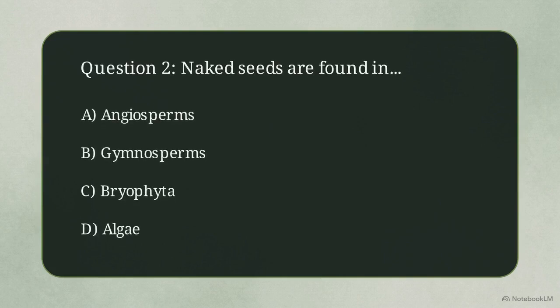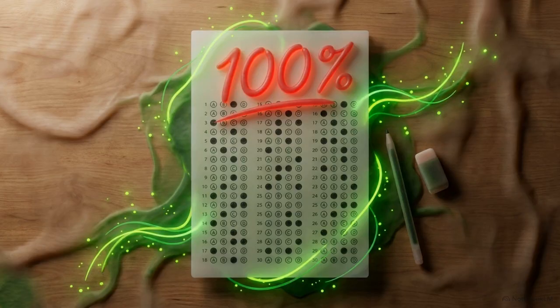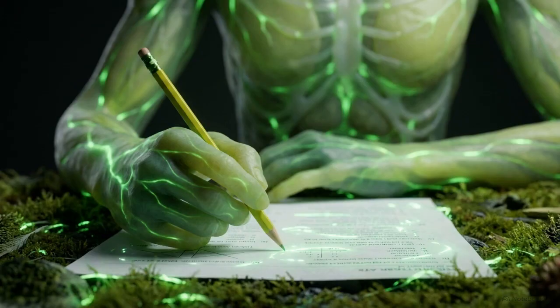Here's another testing the armor upgrades. Naked seeds are found in... You know seeds appeared before fruits evolved. That isolates the gymnosperms, making B the correct choice. Understanding the underlying biological narrative turns the hardest exam questions into simple logic puzzles. Lock in this sequence, practice the patterns, and those points are yours.